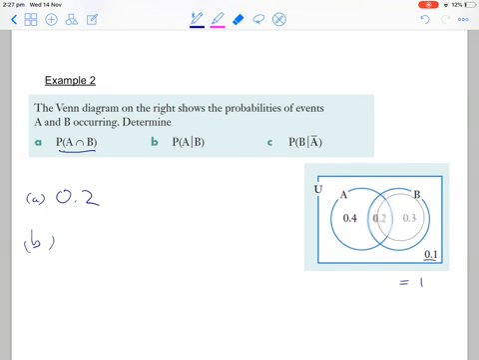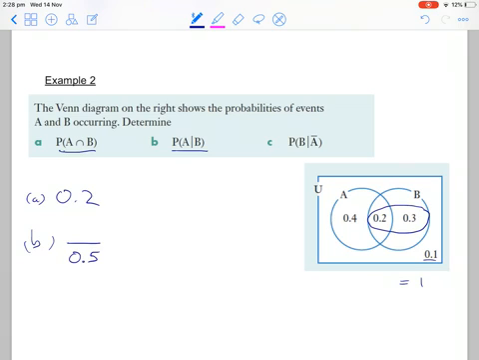Now in B, we want the probability it's in A given B. The minute it's given, I'm going to do a fraction. We're told that it's in B, so we need to know how much is in B. How much is in B is these 2 numbers there, so there's 0.5. Now this is where it's tricky. We want the probability of A given that it's in B.